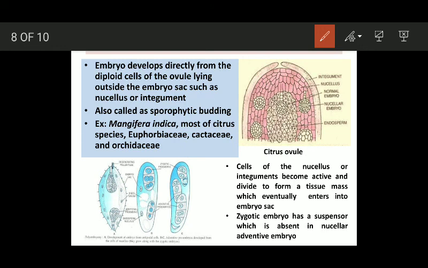So there are a number of embryos, more than one embryo in the same seed. These embryos have different origins. One, we have the normal zygotic embryo that develops from the diploid zygote. Second, we have the embryos that originate from the cells of nucellus or the integuments. Now the question is how you can differentiate between zygotic embryo and the embryo that has originated from the cells of nucellus. The simple identification mark you can remember is while the zygotic embryo possesses a suspensor, the nucellar embryo lacks a suspensor.